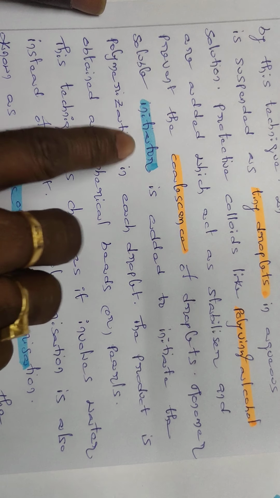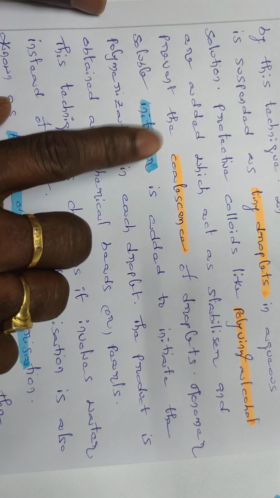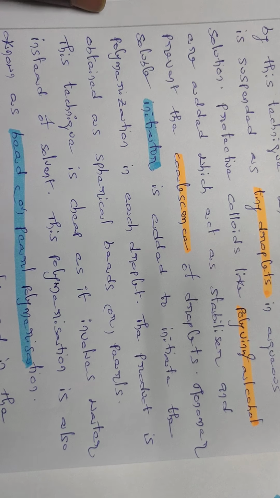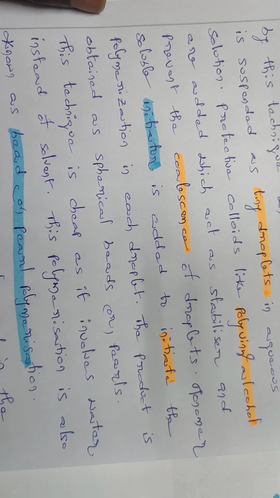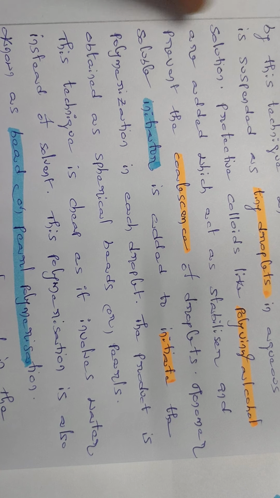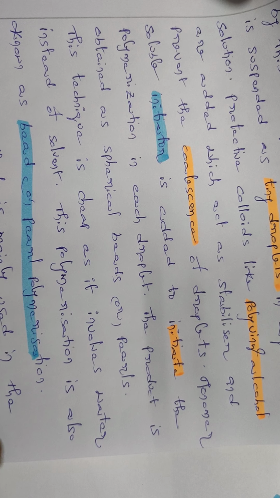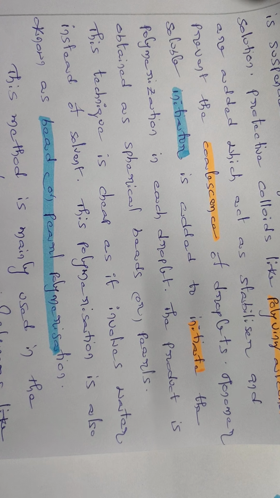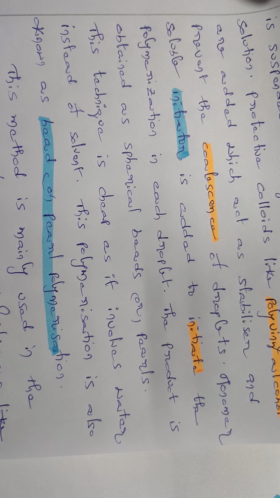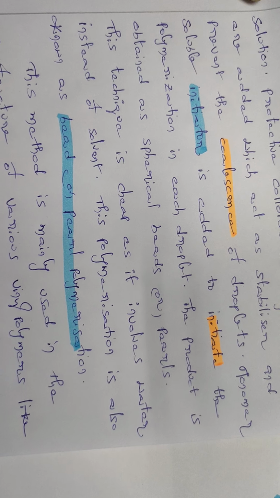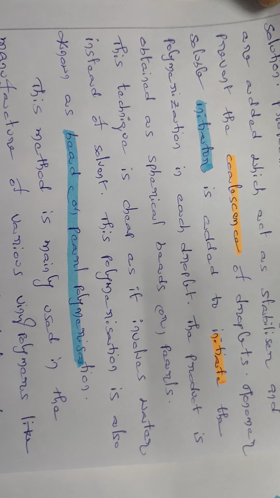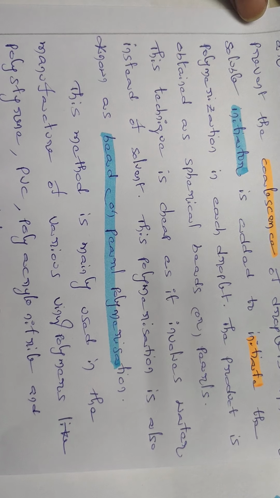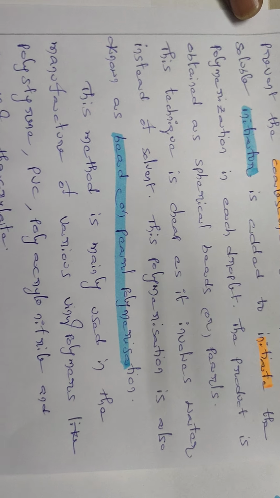Then we should add a monomer soluble initiator to initiate the polymerization reaction. Then all the tiny droplets are polymerized after the addition of initiator. The product is obtained as spherical beads or pearls. That is why this polymerization is also called bead or pearl polymerization.